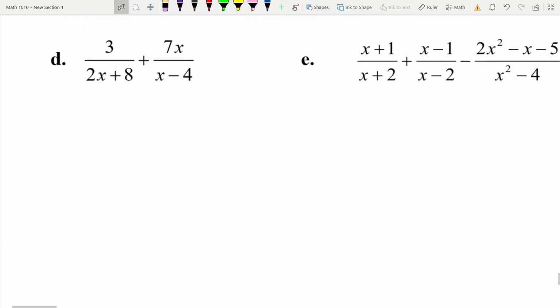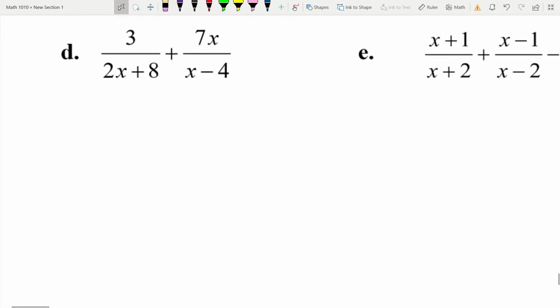Here is D. Okay, it's going to get a little bit tougher. This will be on your quiz. This will be on your final. Okay? Step 1, factor the denominators. The first denominator will factor, guys. Take out a 2 right here, and I'm left with x plus 4.